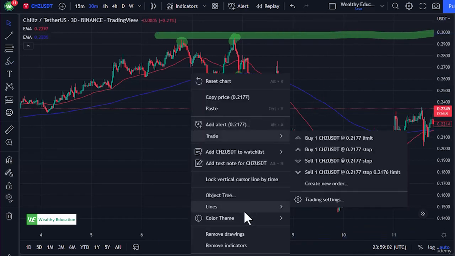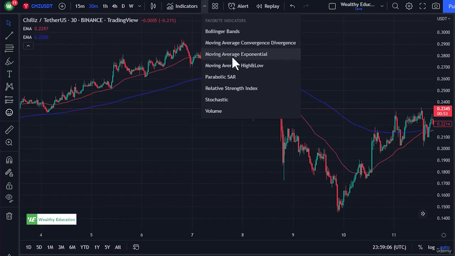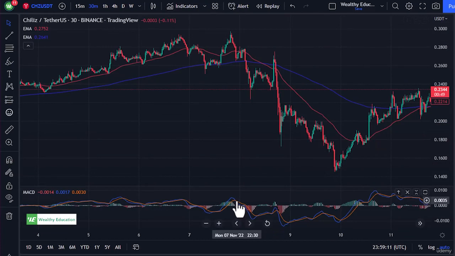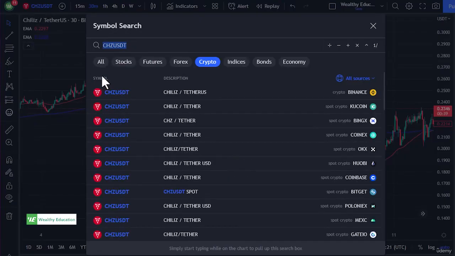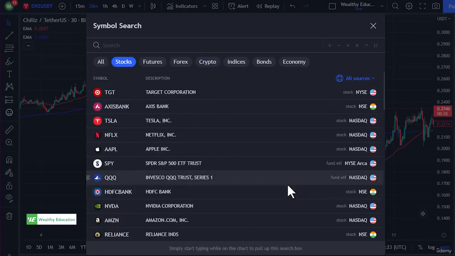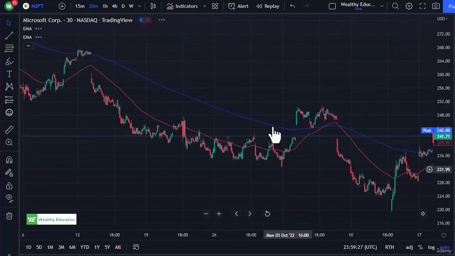Let me go ahead and get rid of these drawings. Let's add an indicator or two. Let's do the MACD. You can see that we crossed over here right at the other side of this double top. So that's a good sign that perhaps it's time to start selling again. Let's head back over to the stock market and let's see Microsoft.